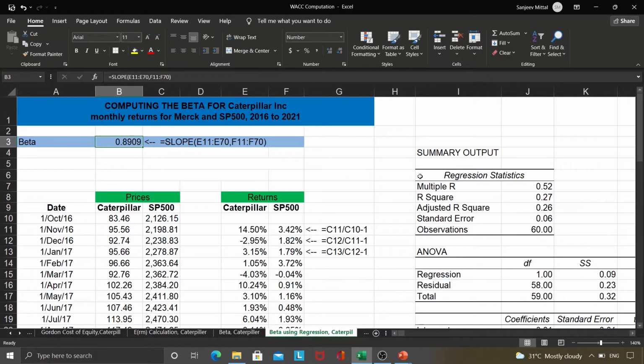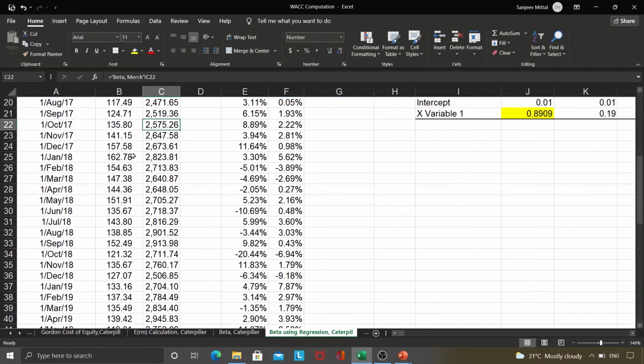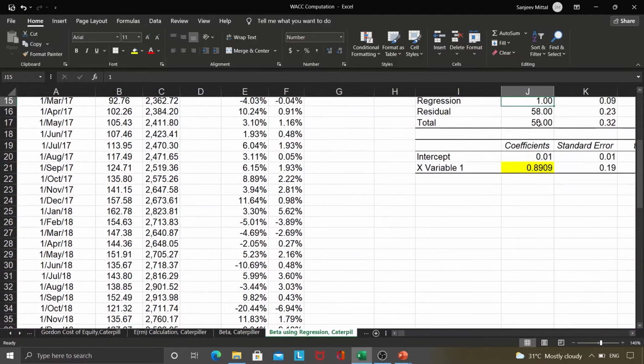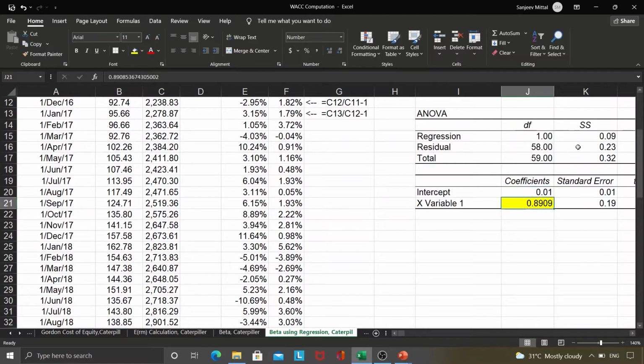So for calculating beta, you can either use the slope function inside Excel as we have seen in the earlier sessions, or you can use the regression function for finding the details of this beta. This beta is 0.8909. Now, in the further sessions, we shall be using this beta for computing our cost of equity using CAPM model.